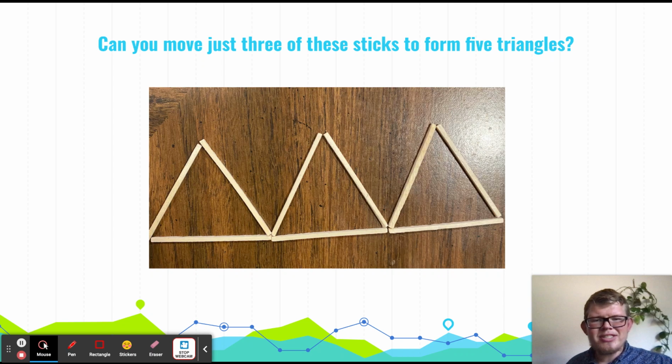Next, what we're going to do is we're going to use all 9 of our sticks, and we are going to make this pattern. Go ahead and make 3 triangles that look exactly like this with your sticks. And here is your challenge. Let's take a couple seconds to set up our triangles first, actually. Go ahead and set up those 3 triangles. All right, here's your challenge. Can you move just 3 of these sticks to form 5 triangles? Can you move just 3 sticks to form 5 triangles? You can't just move 2. You can't move 4. Just 3.